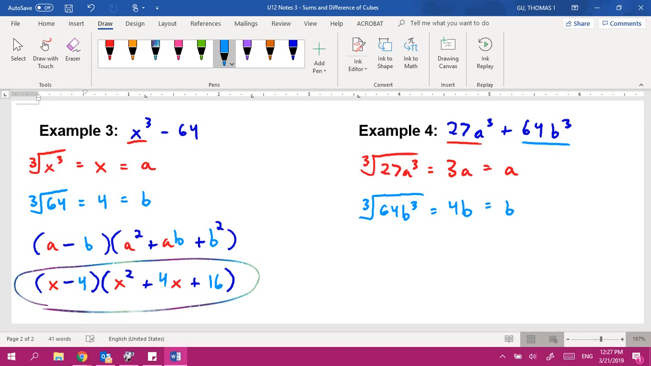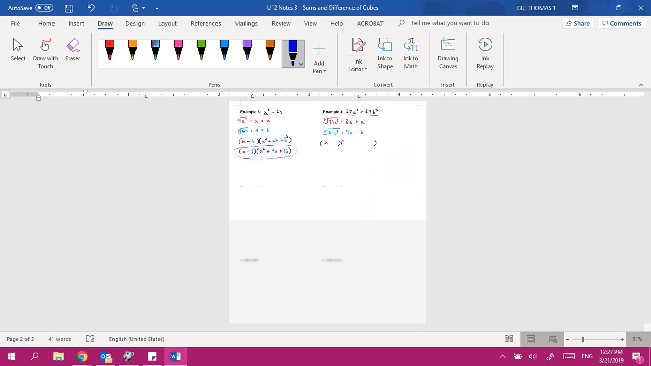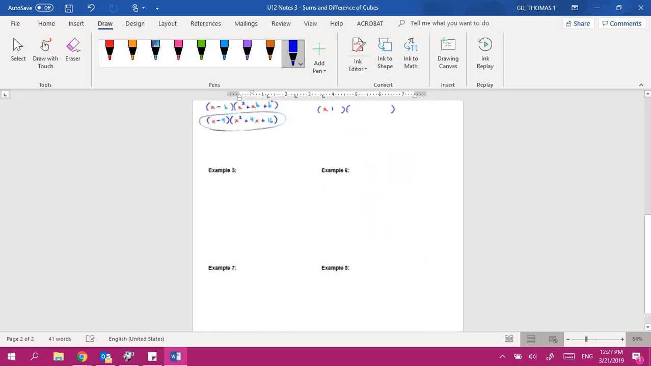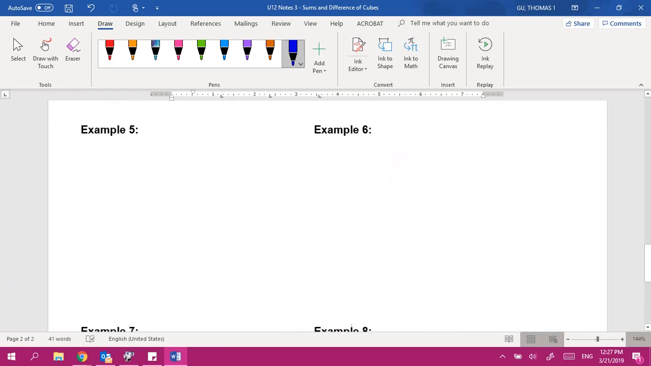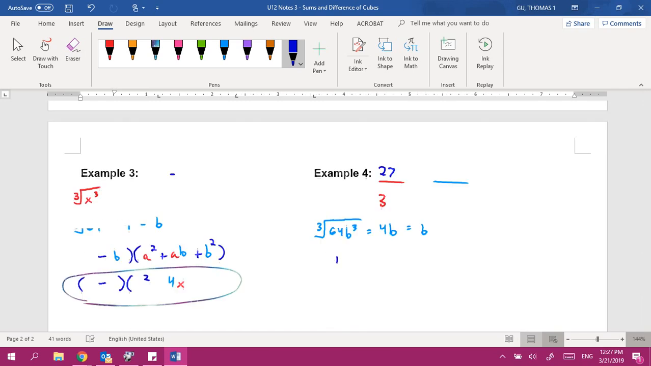Yeah, bad idea to choose a's and b's here. But anyways, what's our formula going to be? a minus b. A what? a plus b. Remember that first sign is the same as the original.